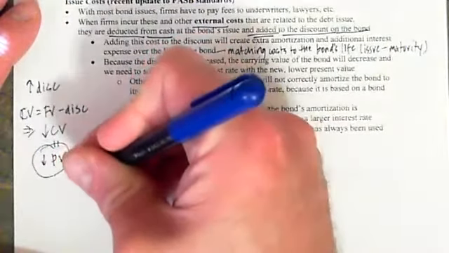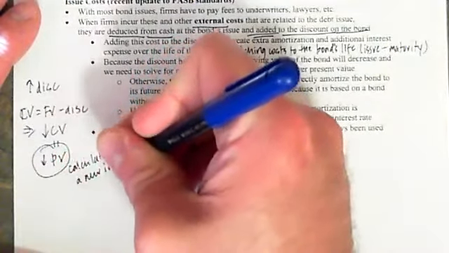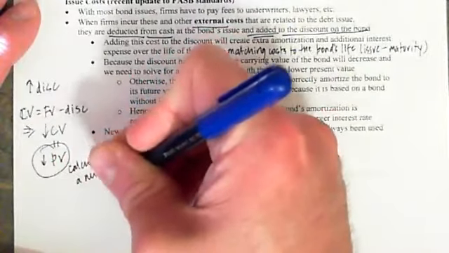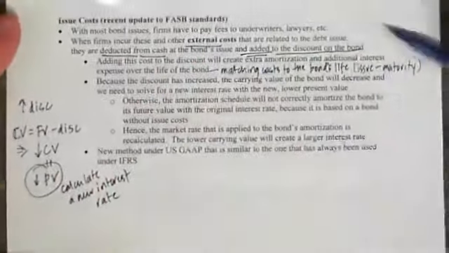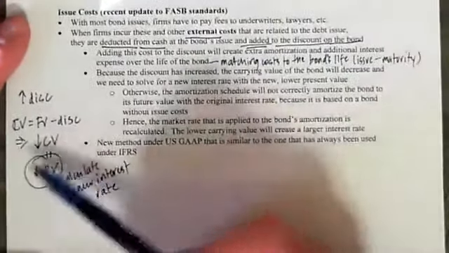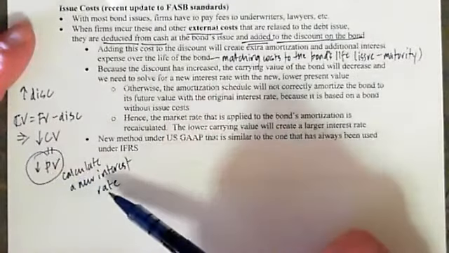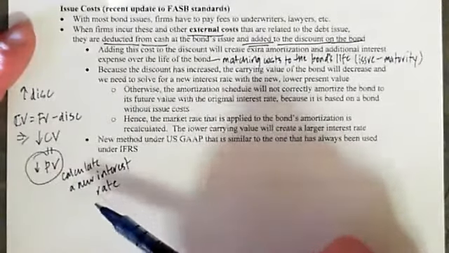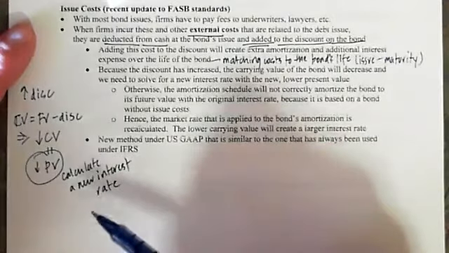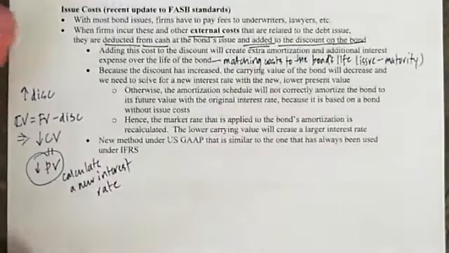a new interest rate. So we calculate a modified interest rate. Otherwise, we're going to be working from a lower present value after deducting issue costs, which will not appropriately amortize with the old interest rate. So we have to do that.